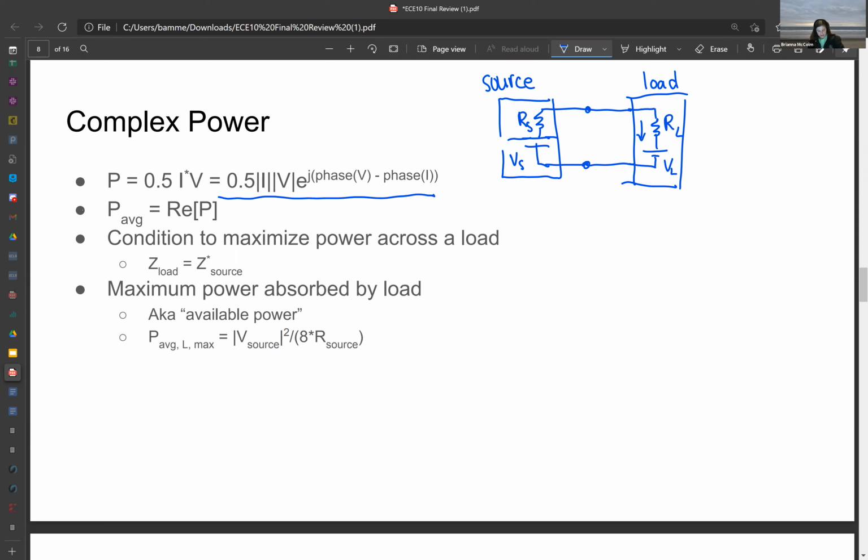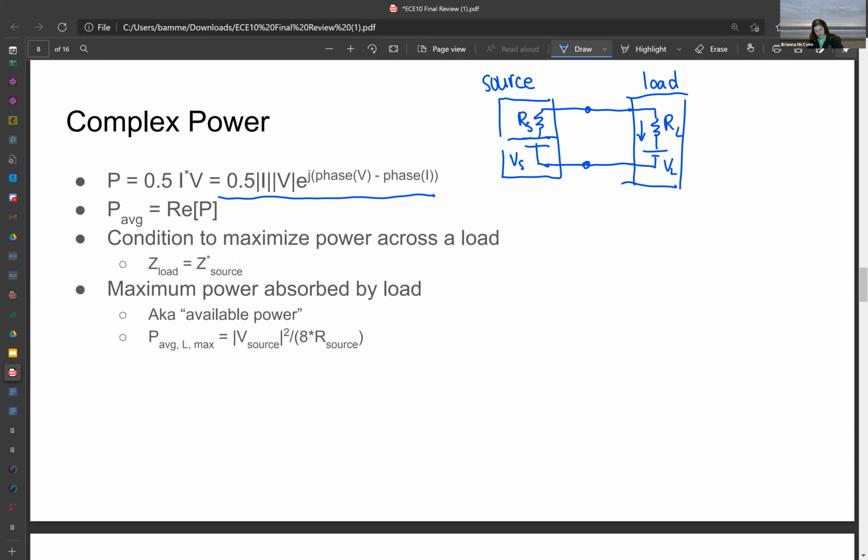And you're going to be able to find the average power by taking the real part of that. And again, for the complex power here, the real part is the only part that actually exists. Complex power doesn't actually exist, but we use it as a tool for analysis. And so when we want to maximize power across the load, that's a very common question.